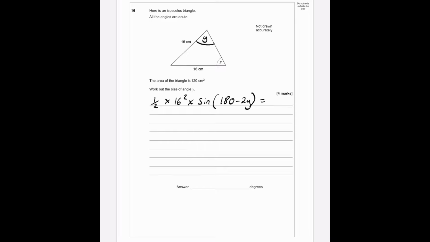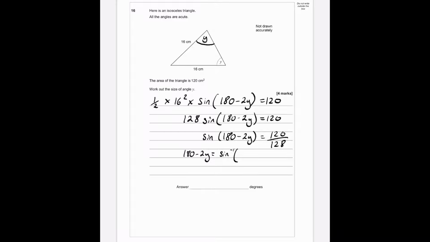That C has to be the angle in between the two lengths, so if I'm using 16 as my A and my B, we're looking at that angle between the two lengths of 16, which will be 180 subtract 2 lots of y. That will be equal to 120. Simplify the left-hand side. Half of 16 squared is 128. Divide both sides by 128. We get an expression for sine of 180 minus 2y is equal to 120 over 128.